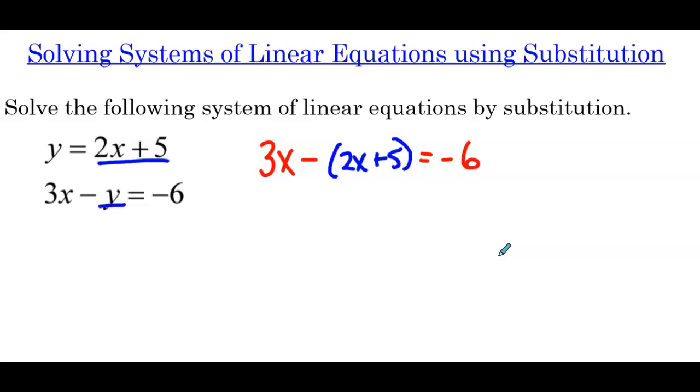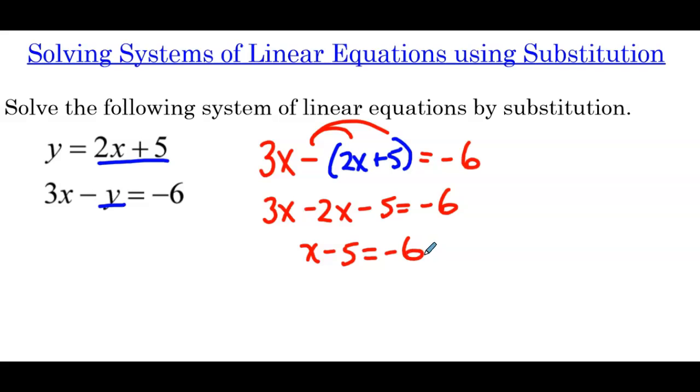Now, what does this accomplish? Well, what we've been able to do is take two equations in our system of linear equations and condense it into a single linear equation that we can now solve. So we can solve this by first distributing the negative. So we'd have 3x minus 2x minus 5 equals negative 6. Simplifying the left-hand side, x minus 5 equals negative 6. We can add 5 to both sides. x equals negative 1.